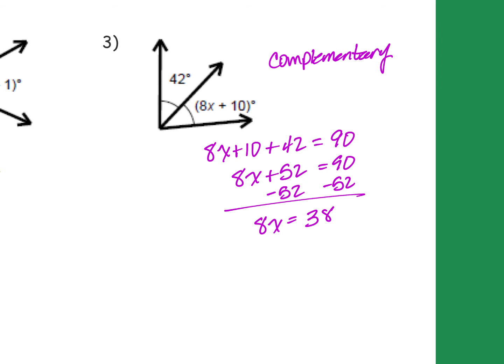Huh. Interesting. Divide by 8. That's 52. That's right. Okay. Divide by 8. X is going to equal some weird fraction. 4.75. I thought they all came out even.